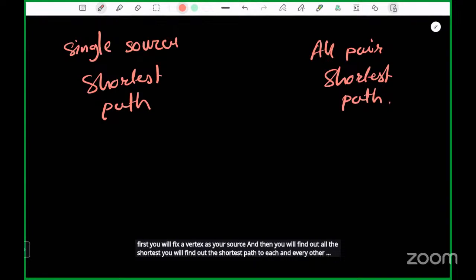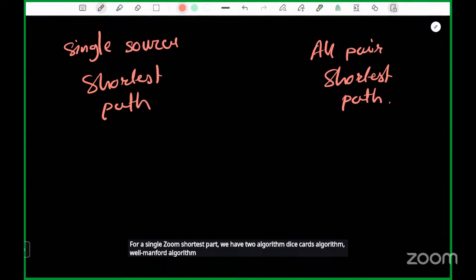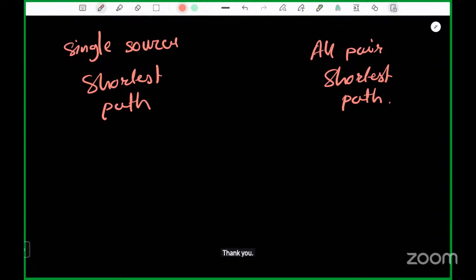For example, Dijkstra we can use for single source. Correct. For single source shortest path, we have two algorithms, Dijkstra's algorithm and Bellman-Ford algorithm. And what is all pair shortest path? It means for any pair of vertices, you have to find the shortest path in the graph.